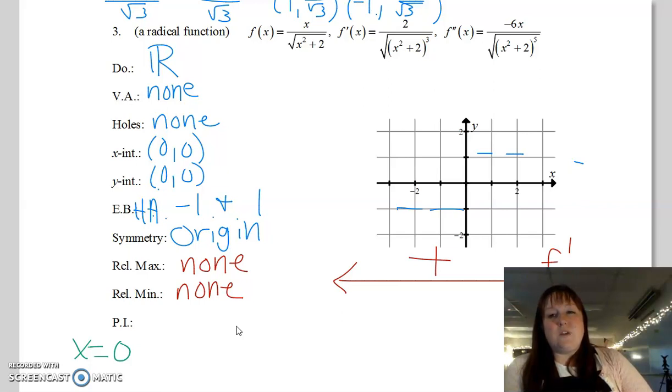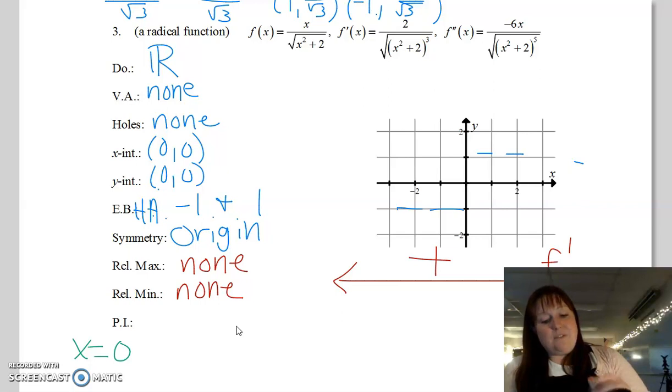And then undefined, that can never happen because we can never divide by 0. There's not a number that when you square it and add 2 is ever going to be 0. There's also not a number that when you square it and add 2 is ever going to be negative, so we're never going to be taking the square root of a negative number. So our only possible inflection point is 0.